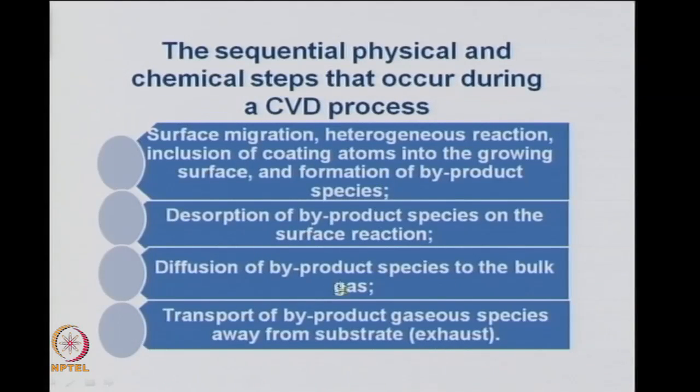So, these are subsequent steps after the charged nuclei or neutral monomers or oligomers come onto the substrate surface. Then these surface migration and subsequent reactions and the desorption of the byproduct take place. And the byproduct has to be eliminated or transported away from the substrate.